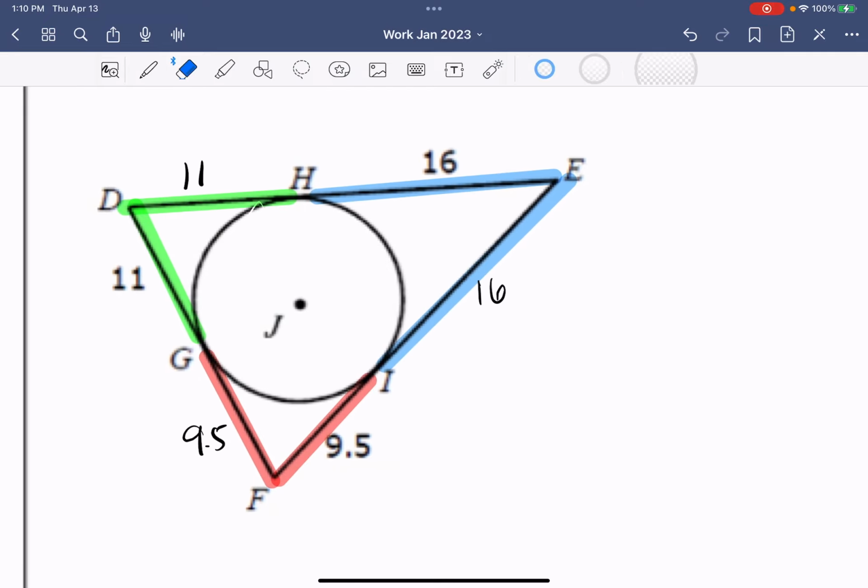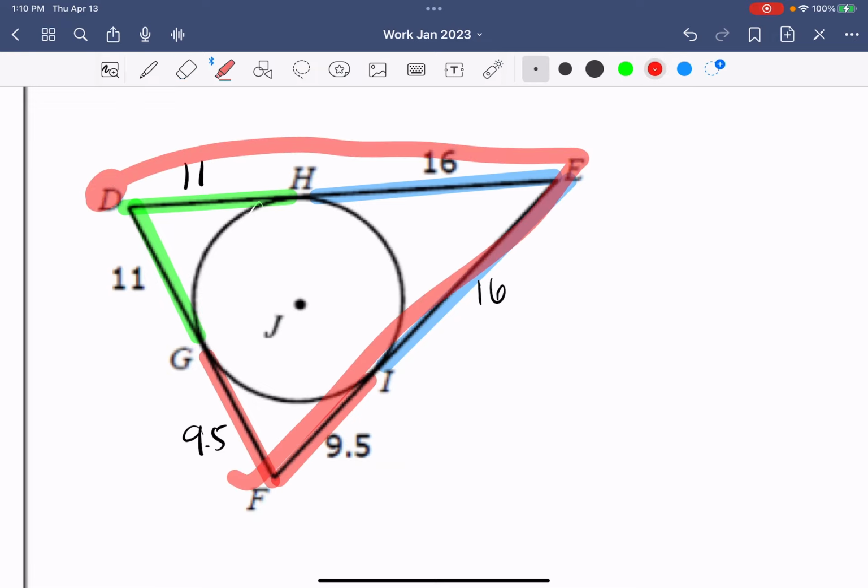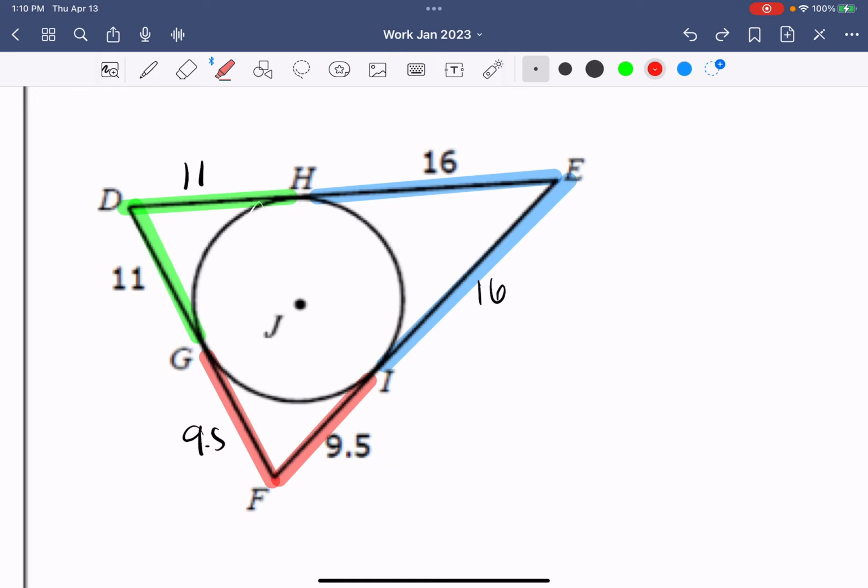So if I want to know the perimeter, I'd be adding them all up. Perimeter means you're adding up what they asked for. They only asked for DEF. So you're only adding the outside. All right, so I would add 16 plus 16. You're adding, right? So if I start here, I'm adding 16 plus 16.